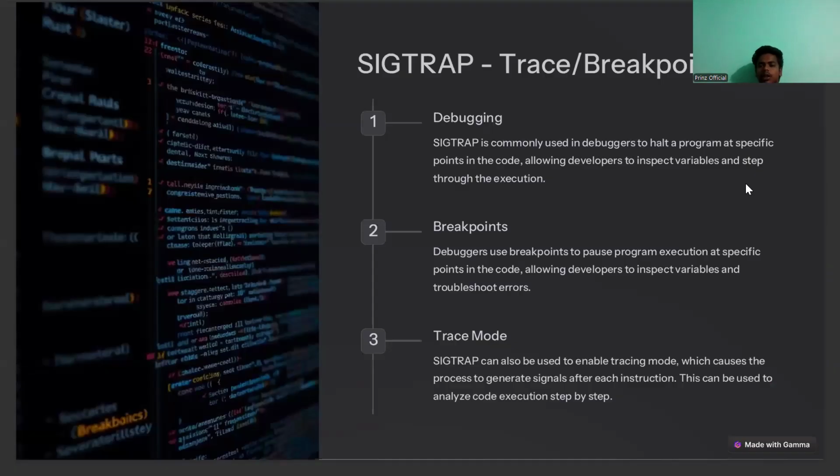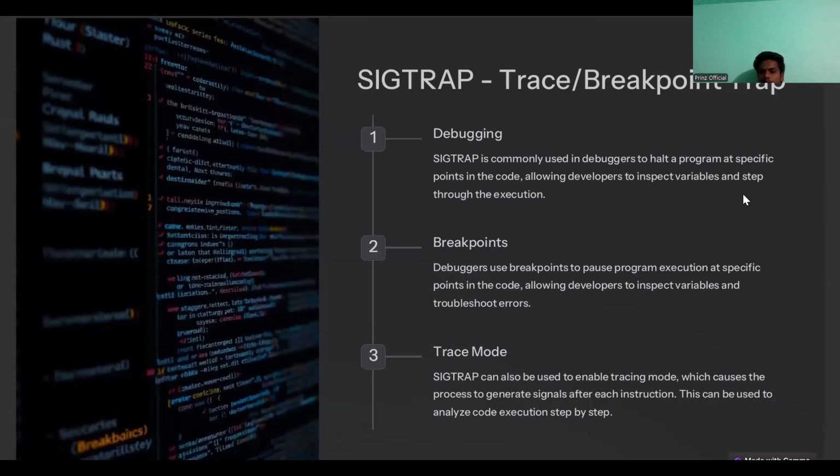SIGTRAP, trace or breakpoint trap. Debugging. SIGTRAP is commonly used in debuggers to halt a program at specific points in the code, allowing developers to inspect variables and step through the execution. Breakpoints. Debuggers use breakpoints to pause program execution at specific points in the code, allowing developers to inspect variables and troubleshoot errors. Trace mode. SIGTRAP can also be used to enable tracing mode, which causes the process to generate signals after each instruction. This can be used to analyze code execution step by step.